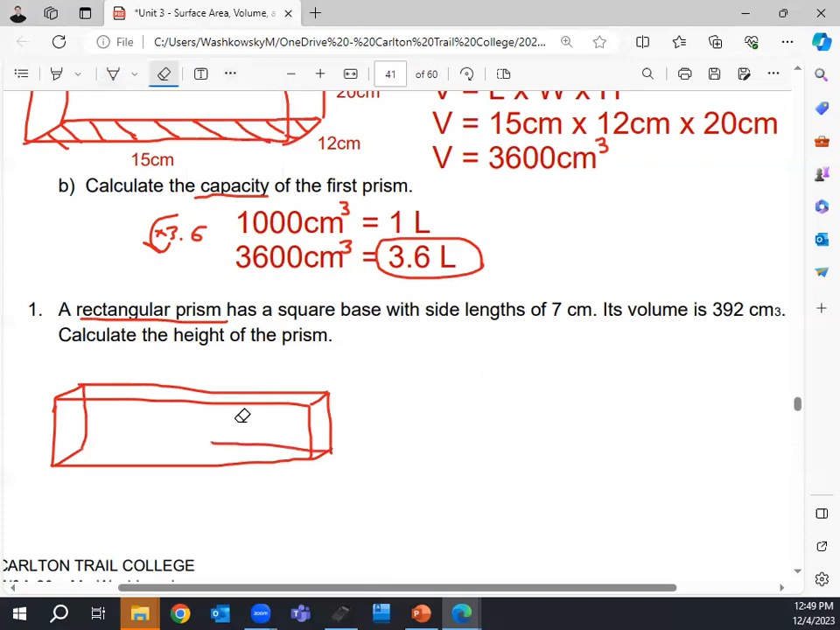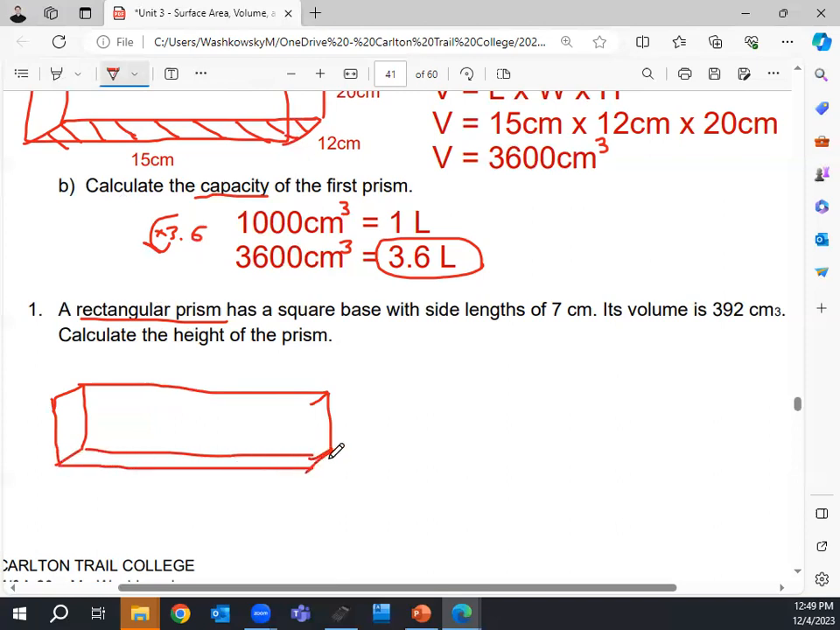Oh, I'm going to erase that line. That's not a straight line. Ooh. There we go. Okay, I fixed it, I think. I have a rectangular prism here. It is saying it has a square base. So, okay, I probably should have made this a square, actually. In fact, yeah, it's fine.